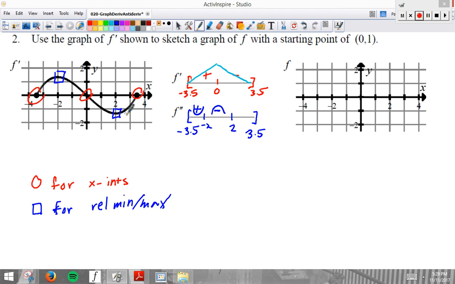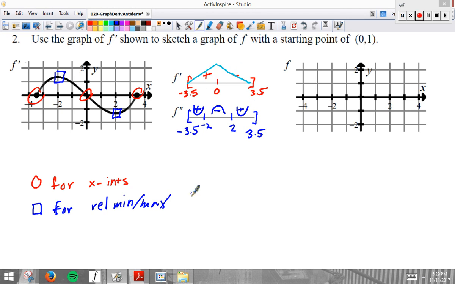After 2, F prime is increasing. The slopes of F prime are positive. The derivative of F prime is positive. So F double prime is positive. Concave up.